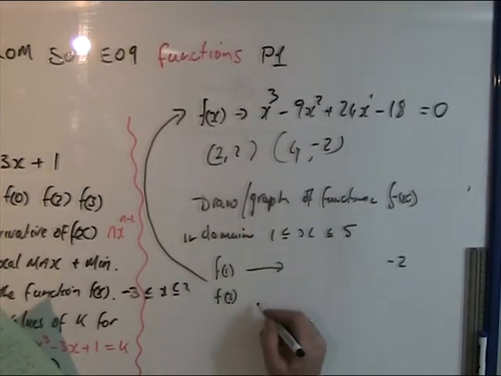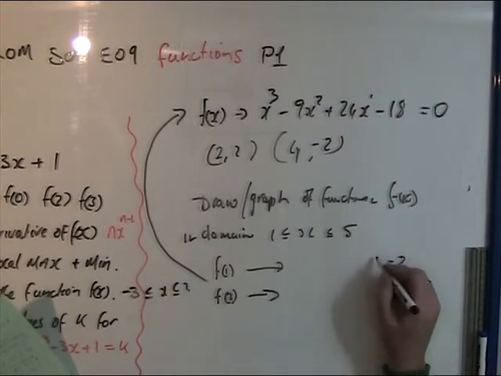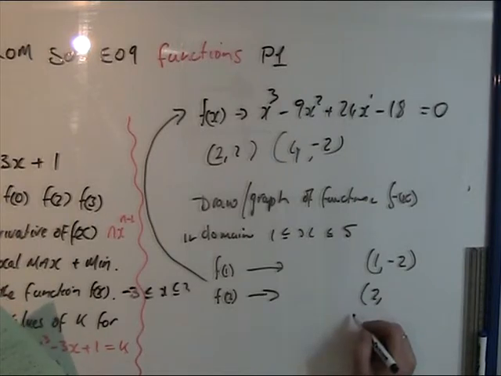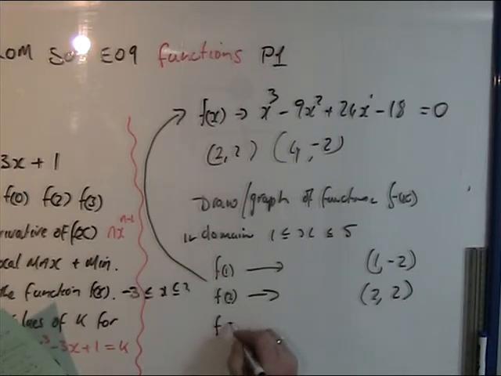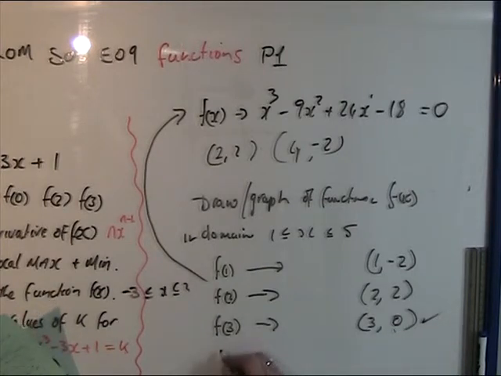I can do the table form. If you want to do the table form, do the table form. So that's 1, minus 2, my first couple. Then for x equal to 2, the answer happens to be 2 again. We did that before. Then we have 3, and I put in 3 and I get 0. So 0, that's a solution because y is equal to 0. So I put in f of 4 and I get out minus 2, so that's 4, minus 2.